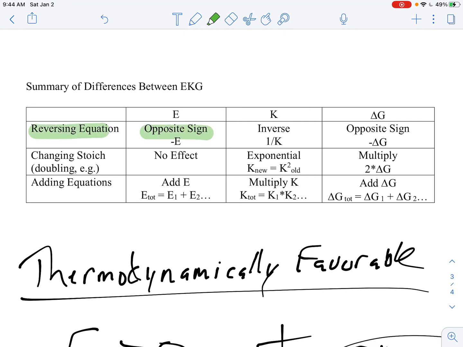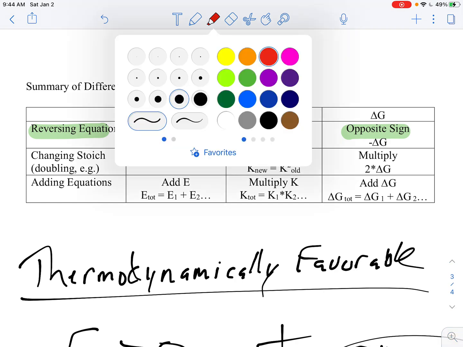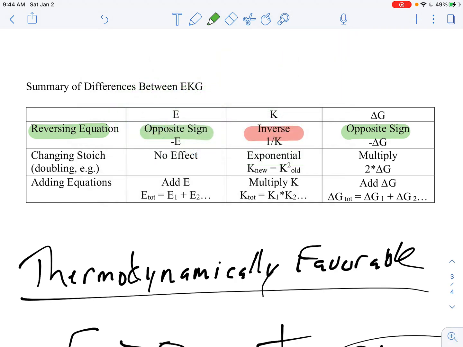So for example, remember that if you reverse an equation for voltage, what you're going to do is take the opposite sign of it. For Gibbs free energy, you're going to take the opposite sign of it. So if you flip an equation, you just take the negative. But remember, for K, that's a little different. For K, you're not going to take the negative of it, you're going to take the inverse of it.